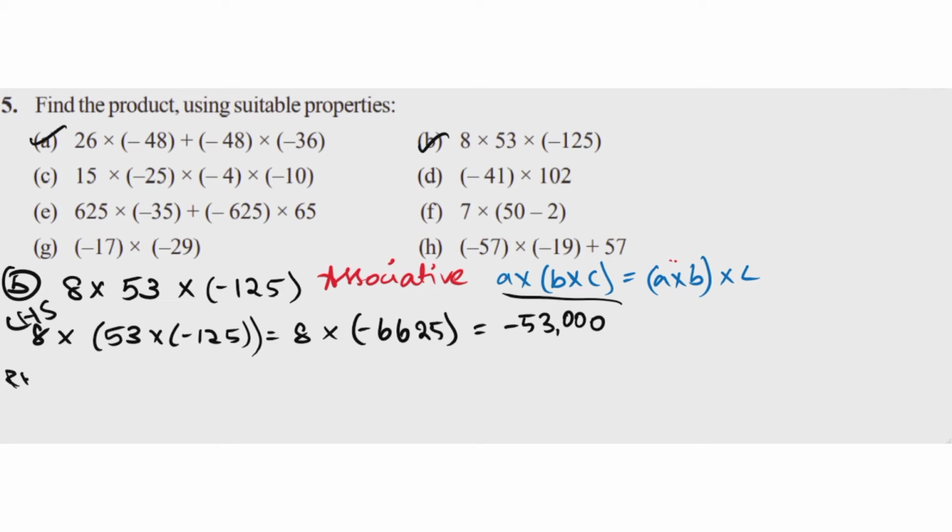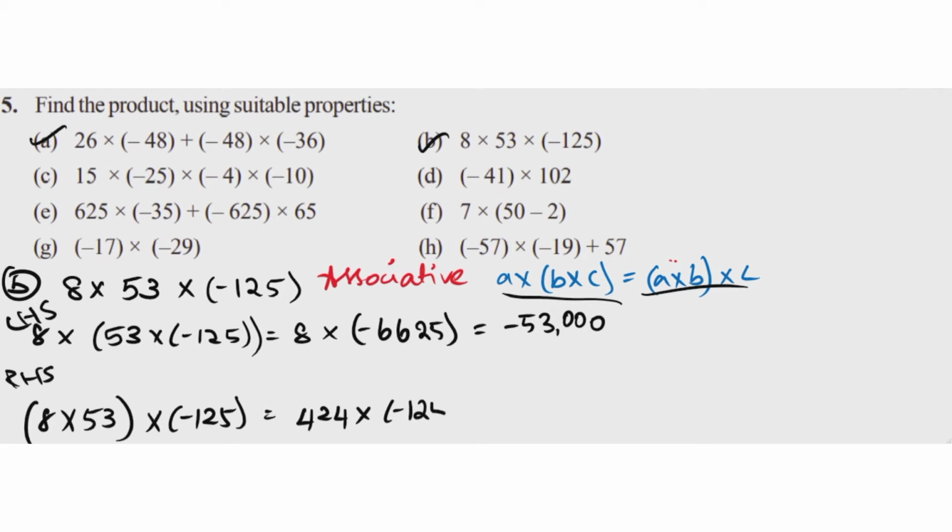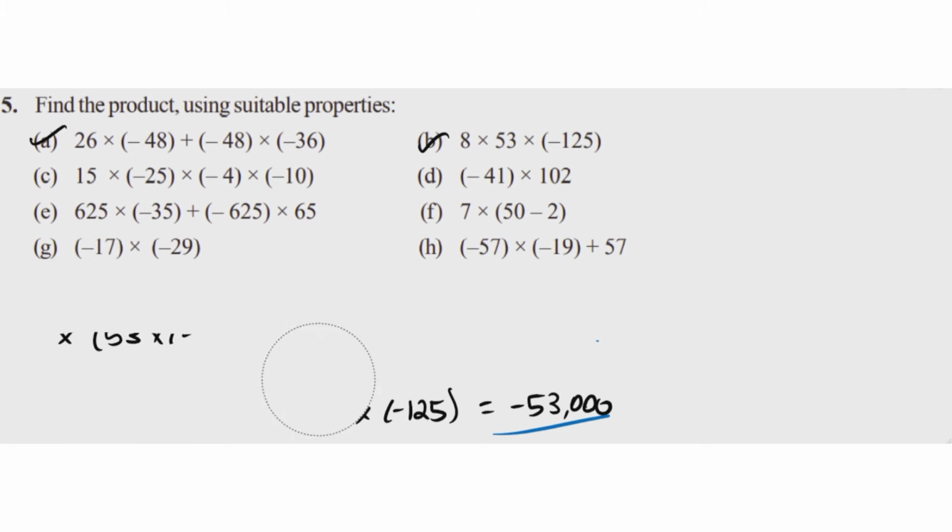Now we can do the next one, the RHS. We can check now. So the RHS is 8 multiplied by 53 multiplied by minus 125. First, 8 multiplied by 53 is nothing but 424, multiplied by minus 125. So I get the same answer here. After multiplying I get minus 53,000. So the left hand side is equal to the right hand side. So we have used associative property here. I hope you understand, right?